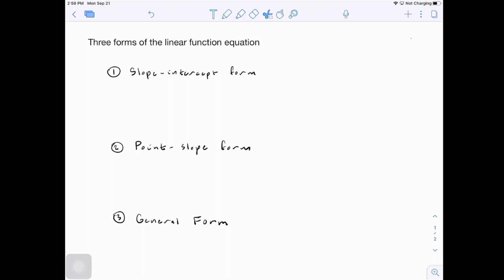All right, let's talk about the three forms of the linear function equation. Number one is slope-intercept form, which is the one that most people are the most familiar with. So y equals mx plus b, where m is the slope, and b is the y-intercept.